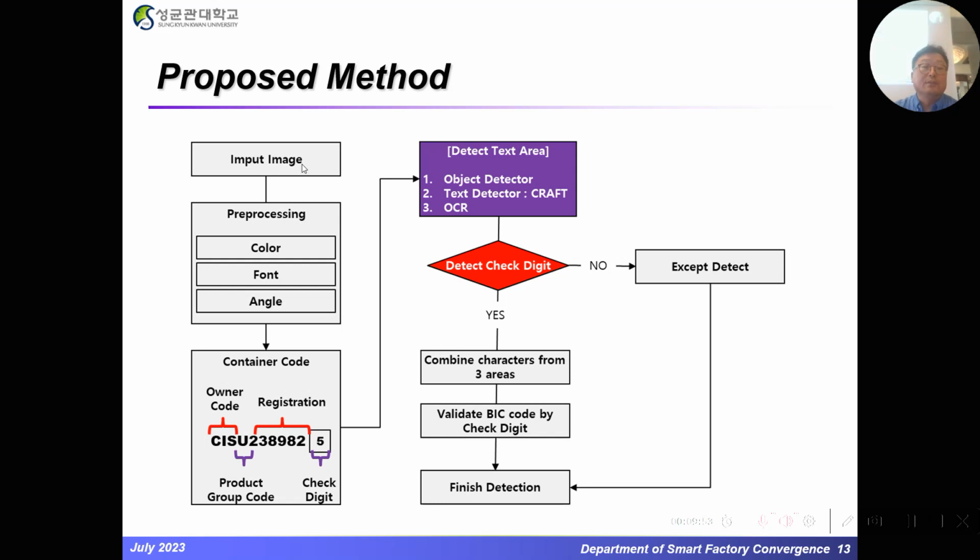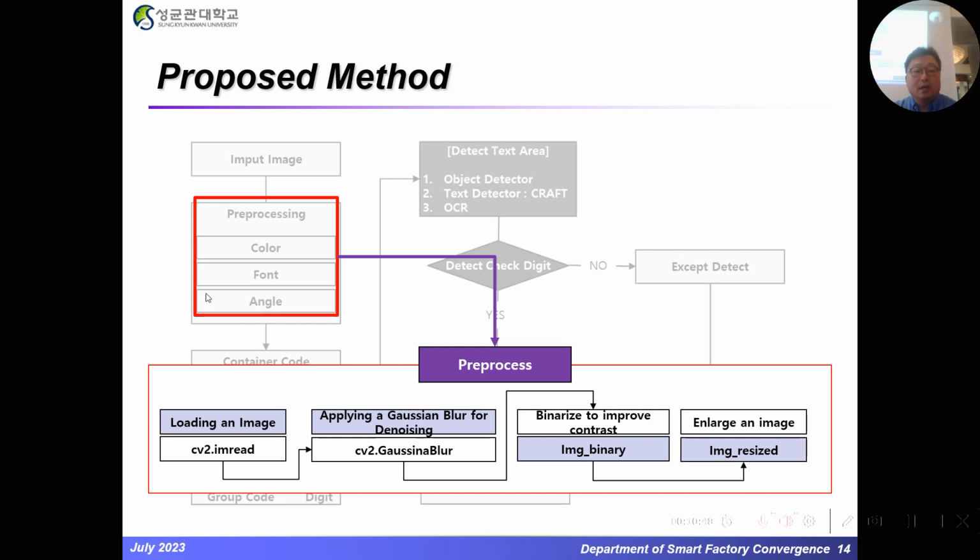Our proposed method takes an input image and applies pre-processing. The image contains a BIC code, and then we detect the text area. It is our previous research and consists of three steps: object detection, text detection using CRAFT, and OCR. Then we detect the check digit, combine the characters from the three areas, validate the BIC code by check digit, and finish the detection. Next is the second step, pre-processing.